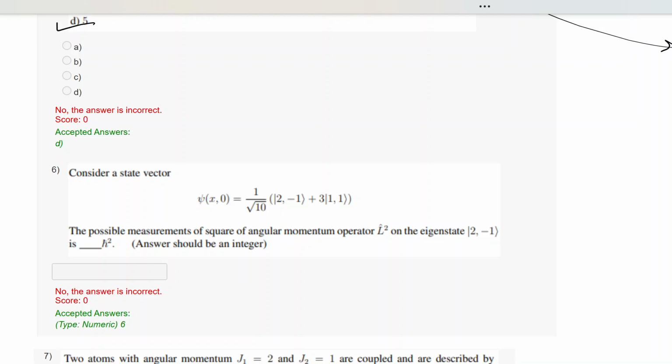Okay, now question 6. Consider a state vector of this kind. The possible measurement of the square of the angular momentum operator on the state |2, -1> is how much? ħ squared. This is also a short question. We can solve it here.